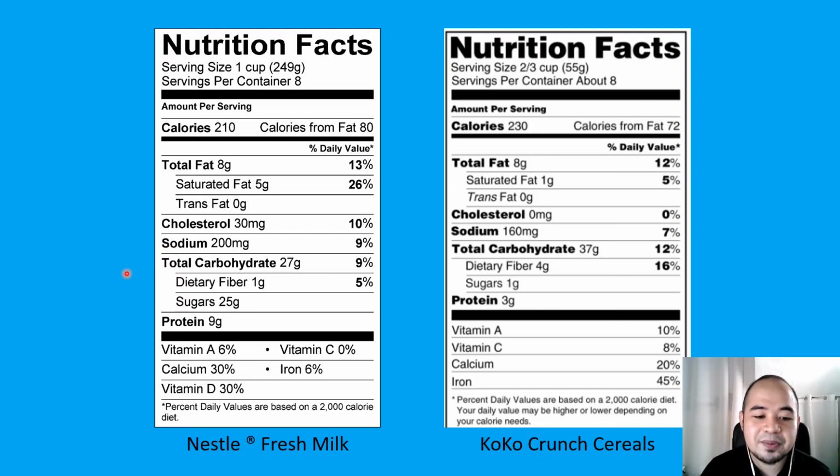Then we have total carbohydrate, the dietary fiber, this is cellulose, sugars, yun yung mga starch na yan, mga disaccharide. For proteins, we have 9 grams. Vitamin A, this is fat-soluble vitamin, calcium is mineral, vitamin D is a lipid because it's a cholesterol. No, it's an example of steroid. Vitamin C, which is water soluble. And then we have iron. So now we can say na ganito pala basahin ang nutrition facts.